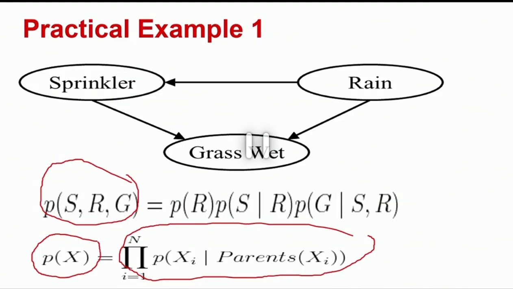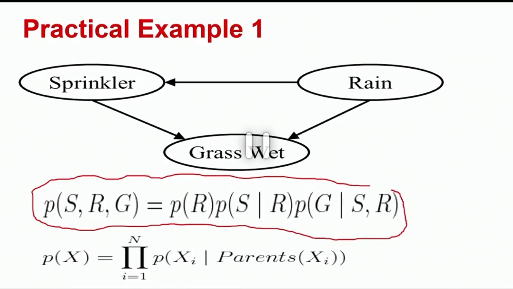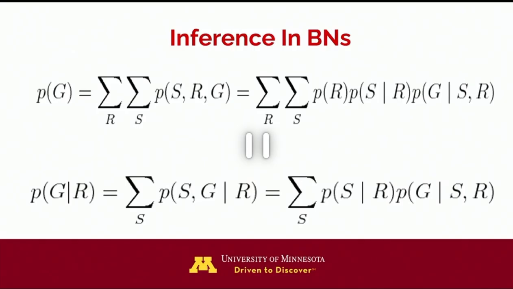Based on this, I can now perform statistical inference. Based on the fact that I know this, you know what this guy is telling me? The probability of everything that will happen: the sprinkler is going to be on, the rain is going to fall, the grass is going to be wet. That's what I have. But I may not be interested in that. I may be interested in the probability that the grass is going to be wet only.